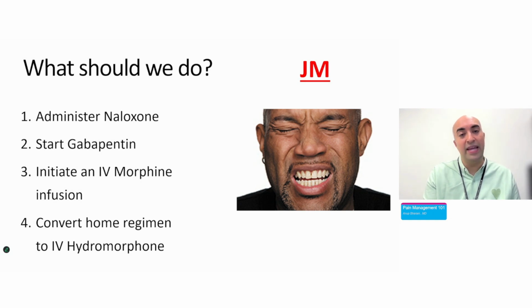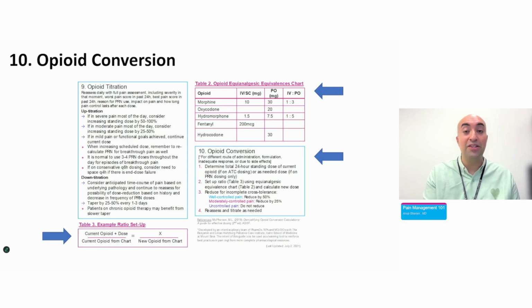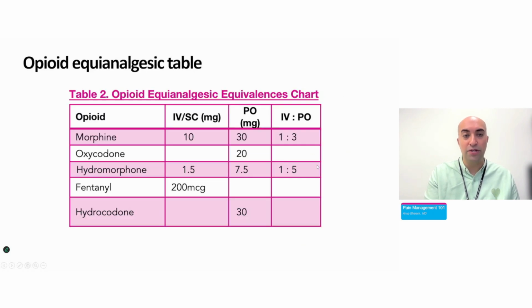So given his AKI, we want to convert to IV dilaudid most commonly. And so let's practice that a little bit. On your card, you're going to see this ratio that we would encourage you at table 3 to set up every time and to teach others to use it too. So you take the current opioid and dose, and then you match it from the chart here on table 2, and then you solve for X with the new opioid from the chart. And so that'll help you determine what to do.